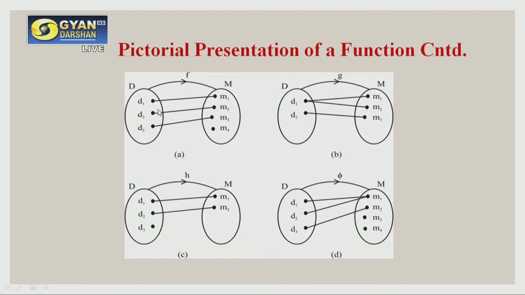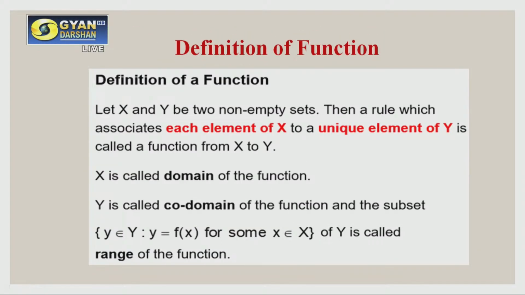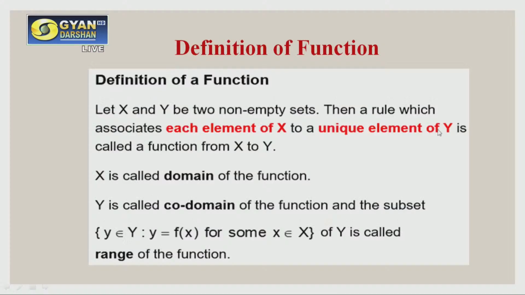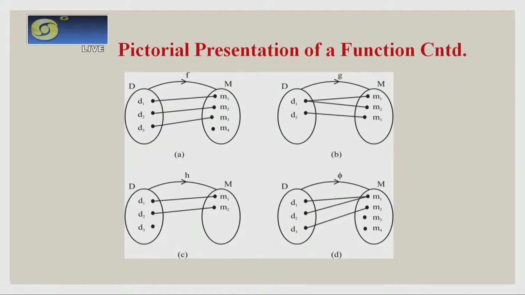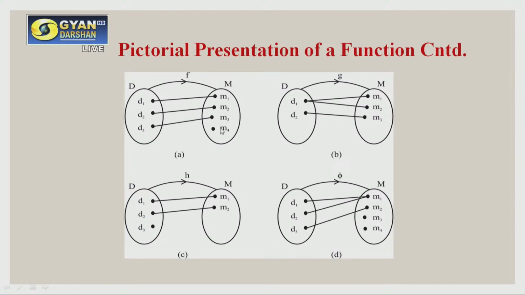The second condition says that each daughter should have a unique mother. The definition says a unique element of Y, meaning one daughter cannot be associated with more than one element of Y. So for D1 that unique element is M1, for D2 it is M2, and for D3 it is M3. M4 is a mother having no daughter, but that is not a problem. So this is a function. It satisfies both conditions: all daughters have mothers and each daughter has a unique mother.